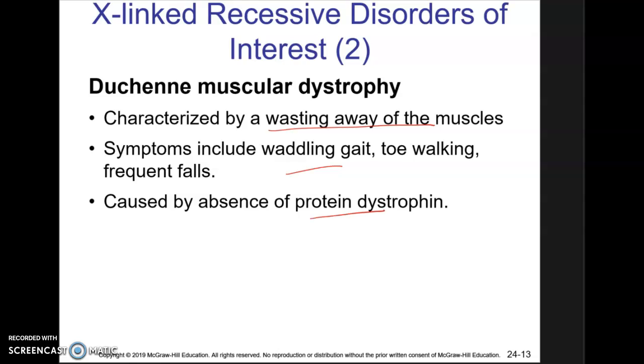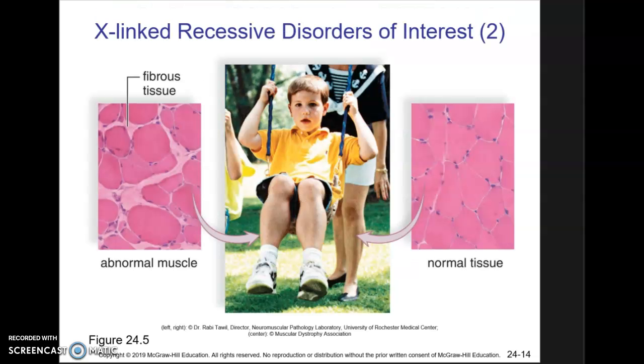It is caused by the absence of a protein called dystrophin, which causes the leakage of calcium ions outside the cell. As the calcium ions leak out of the cell, an enzyme is released, which causes the breakdown of the muscle cell. And when the body tries to repair, the muscle is replaced by what? Fibrous tissue, which cuts off the blood supply and causes the cell to die. So as you can see, here is the abnormal muscle with lots and lots of fibrous tissue. This is the normal tissue.